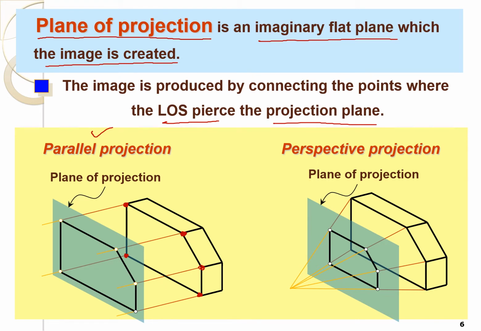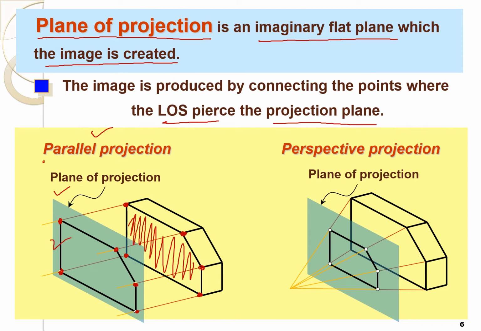So when these parallel lines of sight pierce this projection plane, this light blue color, at these points, what we actually get is the actual size and shape of this surface of the object on this plane right here.